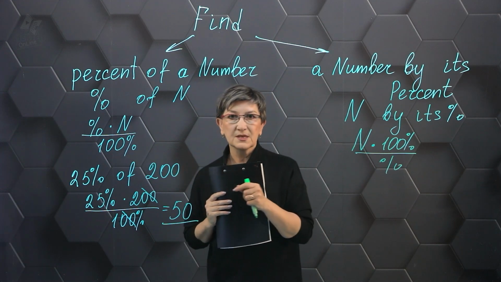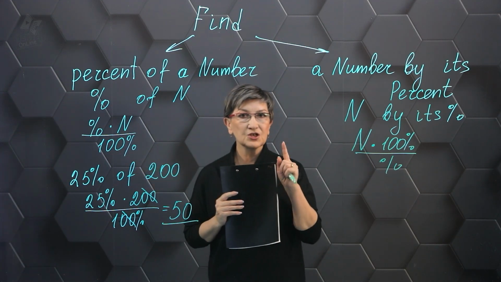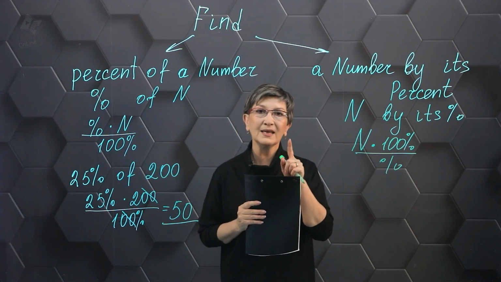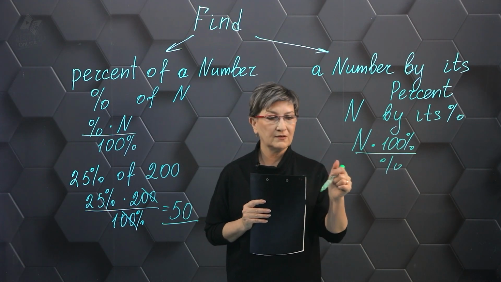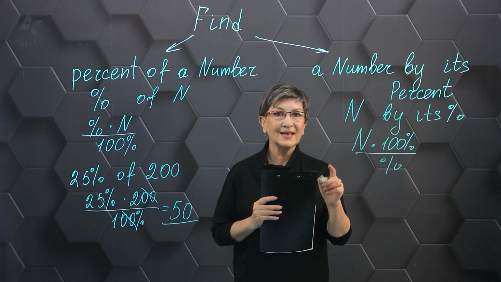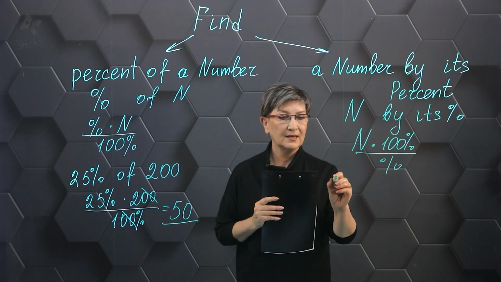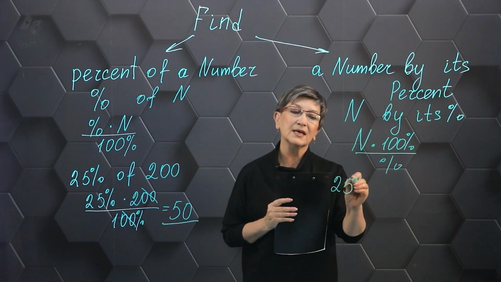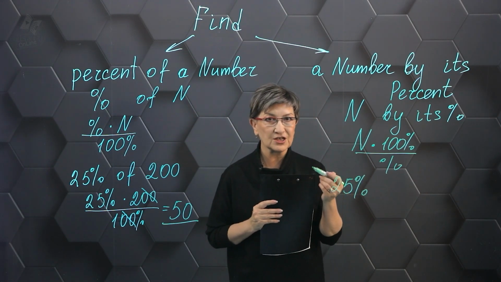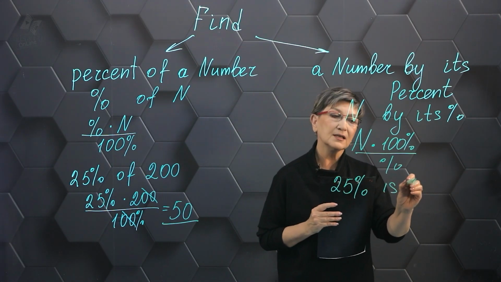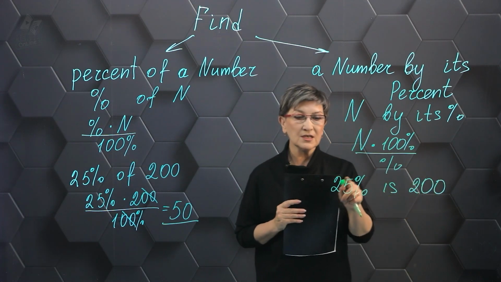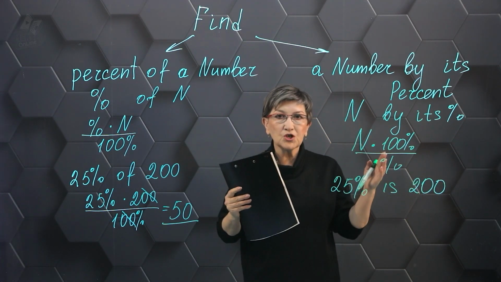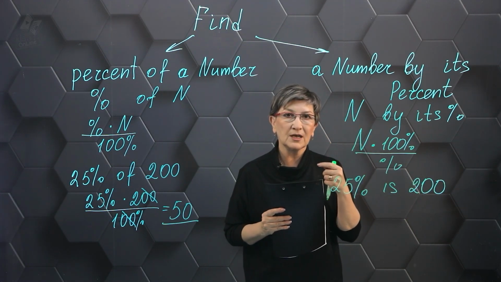And now another type of problem. I will work with the same numbers, but pay attention to the wording of this task. We need to find a number if 25% of that number is 200. So we need to find the number itself. What do we need to do in this case? We need to find the number itself.